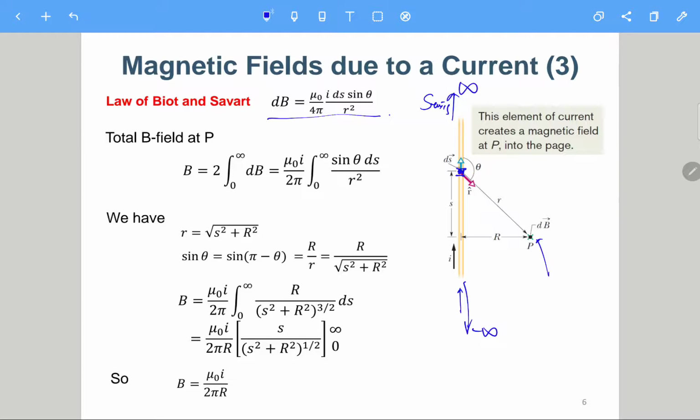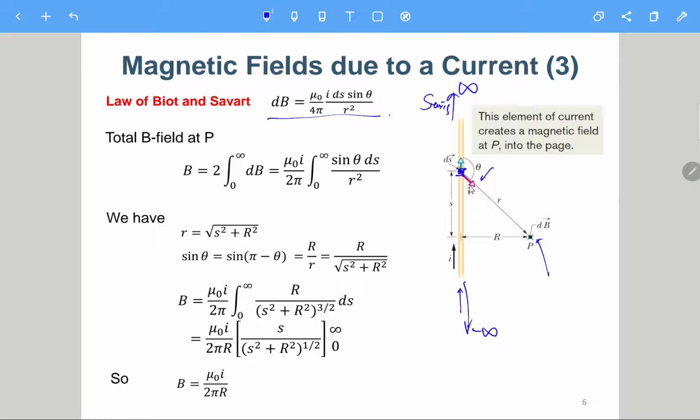Of course r is in this direction, from ds to point P, and then r hat has a length of 1. So r hat is defined like this. Okay, so ds is going from bottom to top, because we assume the current is going from negative infinity to positive infinity. So ds is pointing upward, and then r hat points to that side.